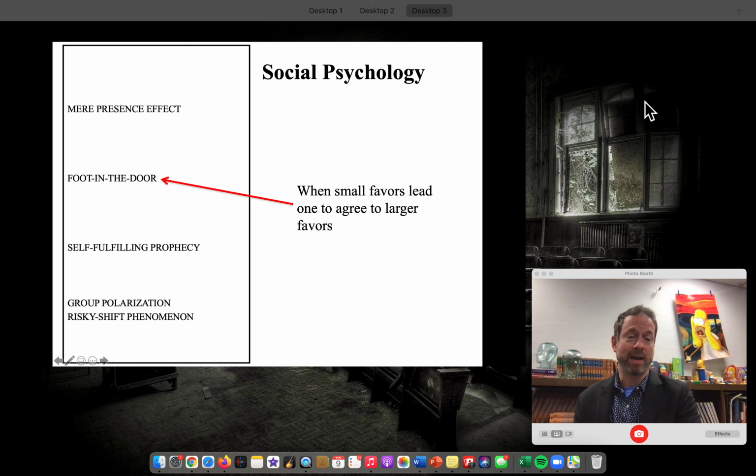And a reverse of this, by the way, is the door in the face tactic, where you ask for something ridiculous that you know they're going to say no to, and you find that it's more likely they'll actually say yes when you ask for the actual request. So it's working in the opposite direction. That's called the door in the face.